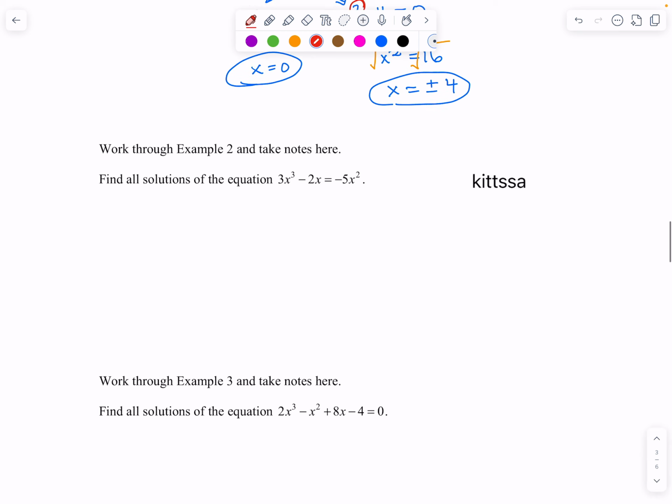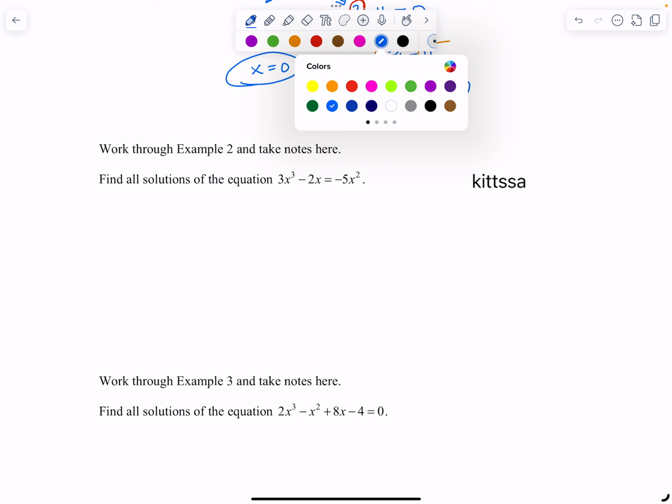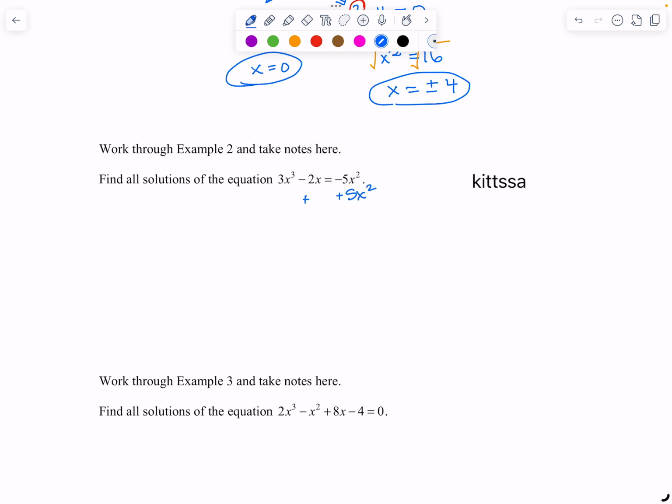All right, here's another one. Notice I also have x to the third on that one. Okay, I need to set it equal to 0, just like I would have if it was x squared. So I'm going to add 5x squared. And when I do that, I'm going to write it in descending order: x to the third, then my x squared, and then my regular x.